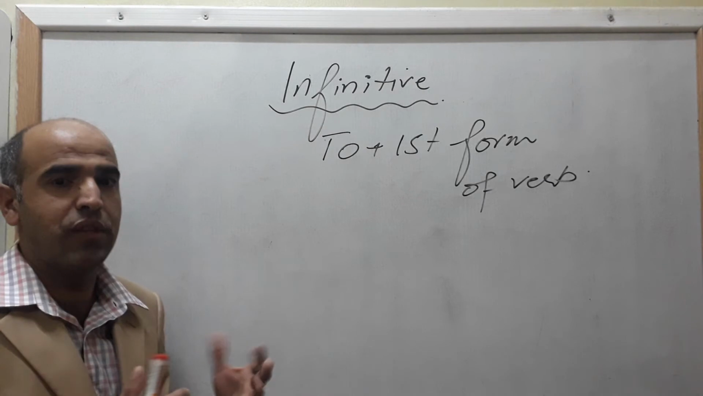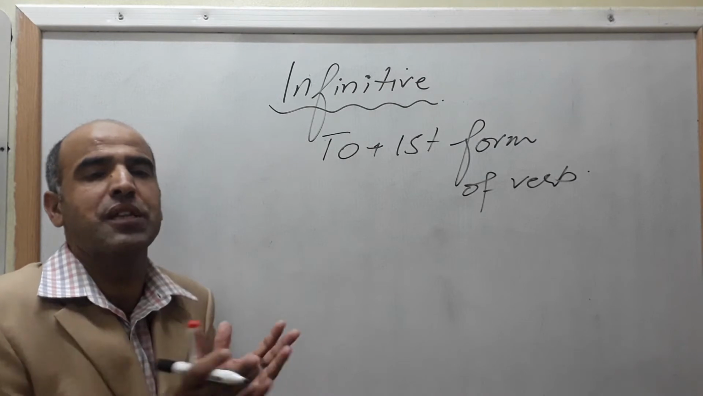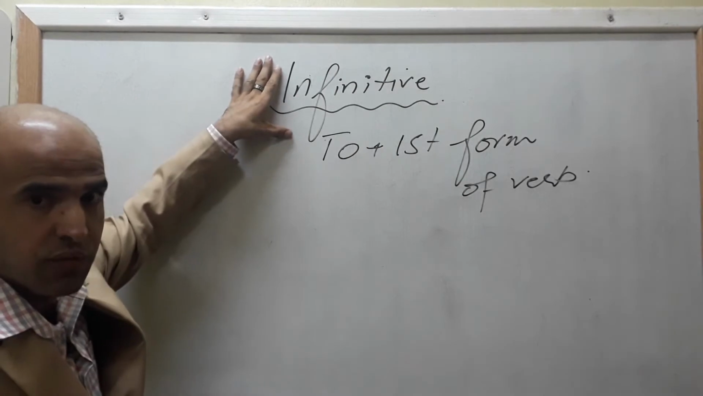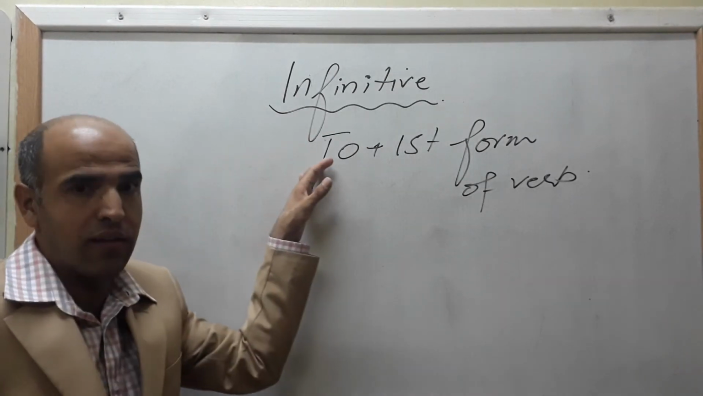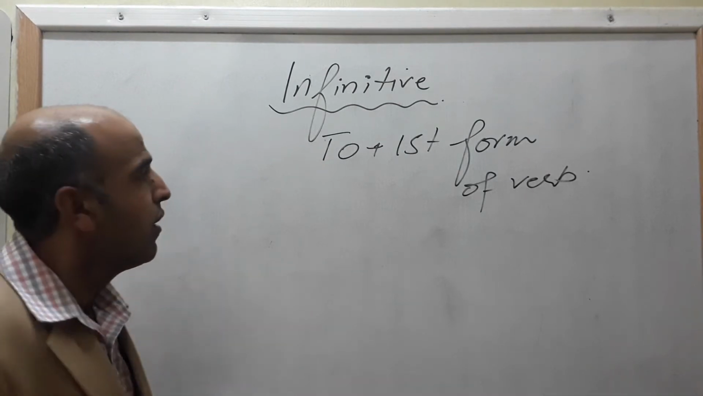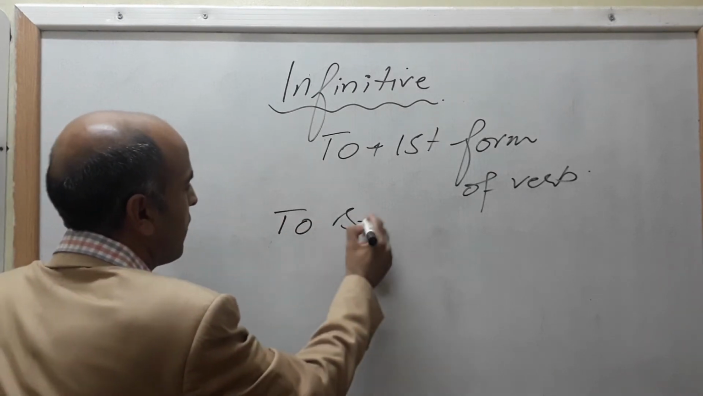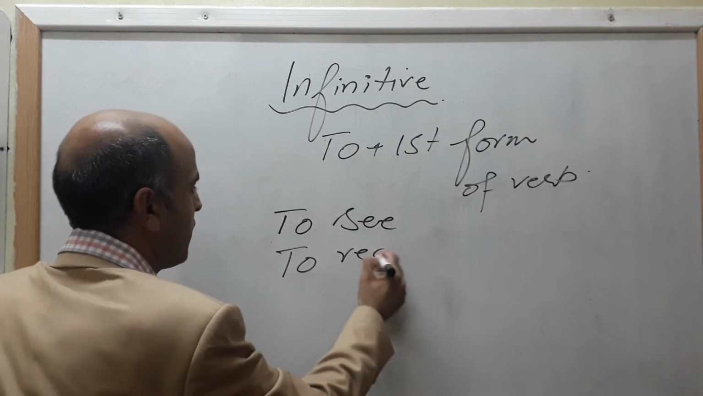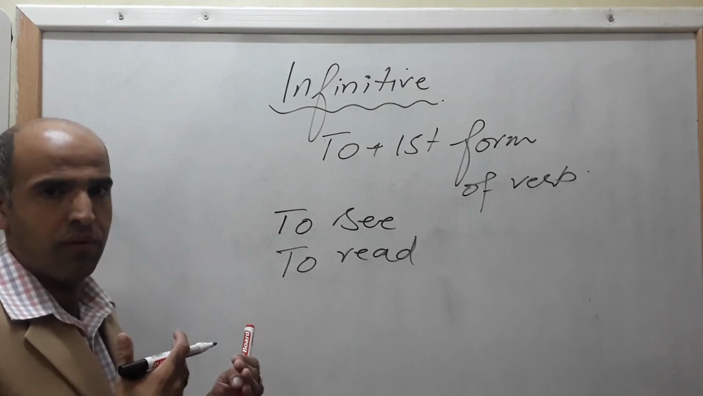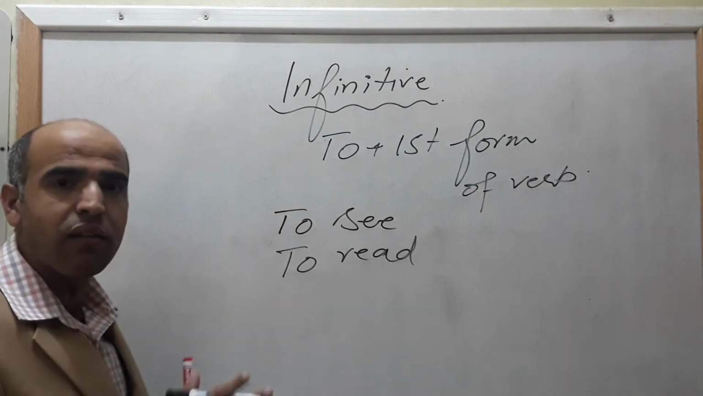Now I want to tell you something more about that. Infinitives look like a verb. They are formed out of verb, but they don't function as a verb in a sentence. Point number one: they look like a verb, but they do not function as a verb in a sentence. For example, to see, to read are formed from a verb, clear?